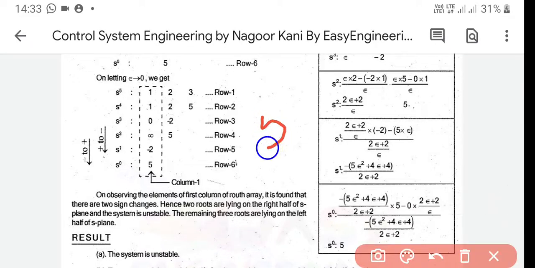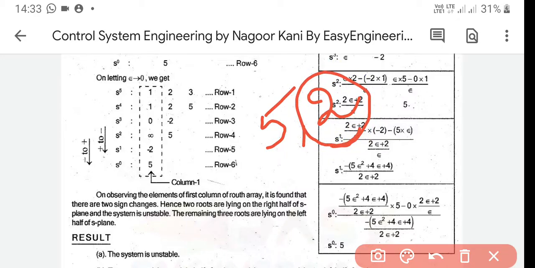Totally how many roots do you have? 5 roots. How many sign changes do you have? 2 sign changes. It means nothing but 2 roots are lying on the right hand side of the S plane. Because of the roots lying on the right hand side of the S plane, you are saying that the system is an unstable system.